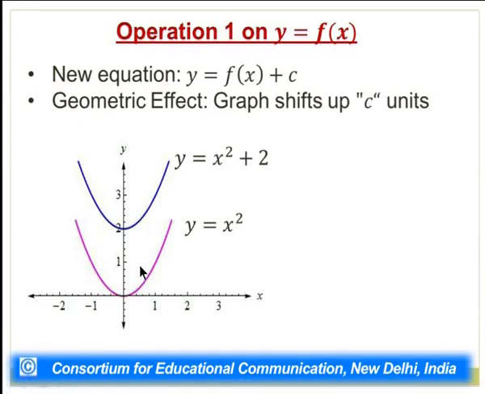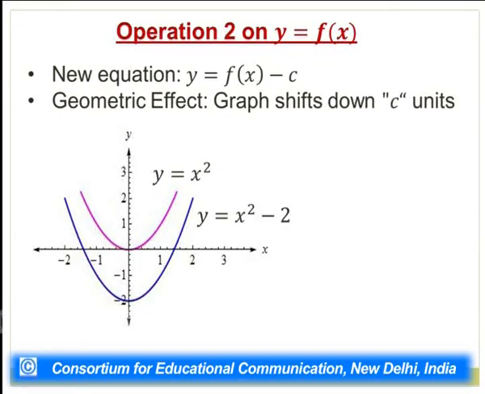So here I've given you this example where I've started with the graph of y equal to x square. Let me just tell you that for all the shifting that I will be showing you on all these slides, the original graph is what I've shown you in pink, and the final graph is what I'm showing you in blue. So you can see here that the graph of y equal to x square plus 2 is nothing but a vertical upward shift of the graph y equal to x square by 2 units.